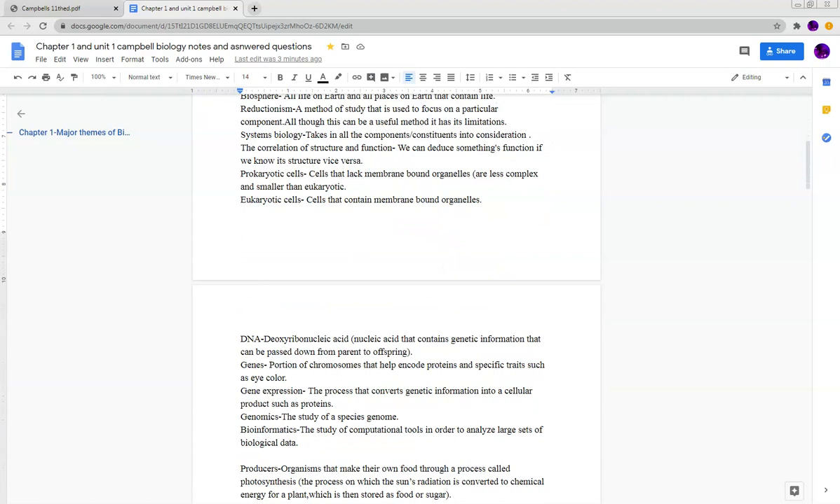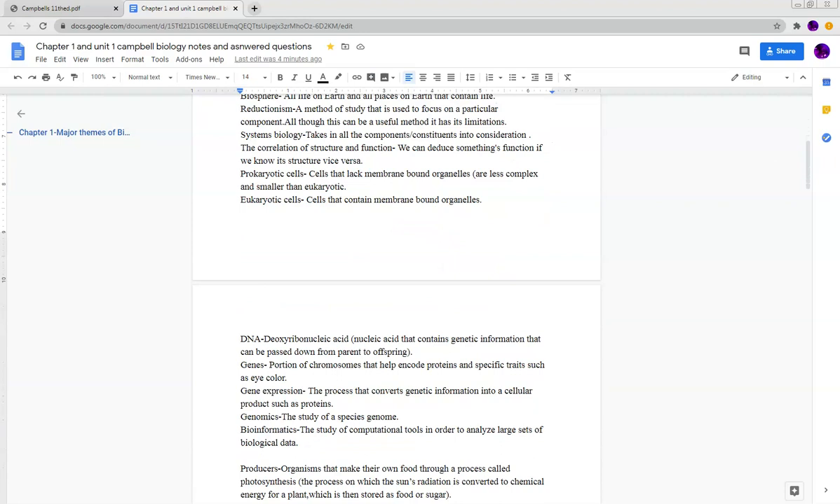So, a nucleic acid essentially consists of nucleotides that contain genetic information, and the four nucleotides in DNA are adenine, guanine, tyrosine, and thymine. And yeah, so then genes are portions of chromosomes that help encode proteins and specific traits such as eye color. So basically, they're on the locus of chromosomes, and they help encode proteins for specific functions.